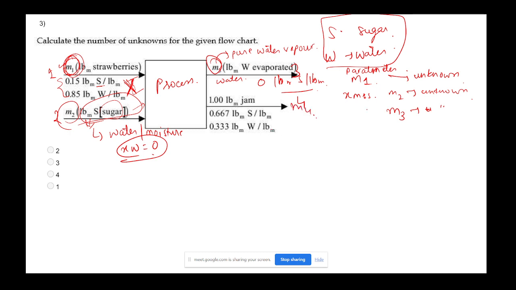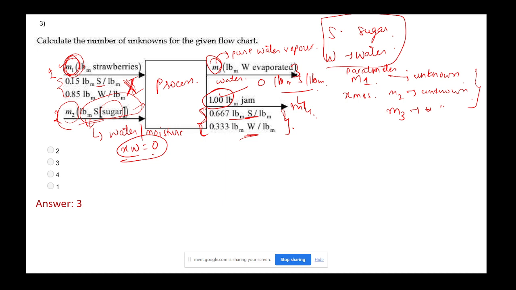Next is M4. Obviously, the value of this is given, like you need to produce this much moles of jam. And also what quality of jam should be there? It should have this much sugar and this much water. So it will maintain the consistency of that jam. Okay. So for the M4 stream, you already know the mass, you already know the composition also. So nothing is unknown to you, all of this you know. And otherwise there is no reaction also occurring. So based on that, you can say there are three unknowns in the particular process.